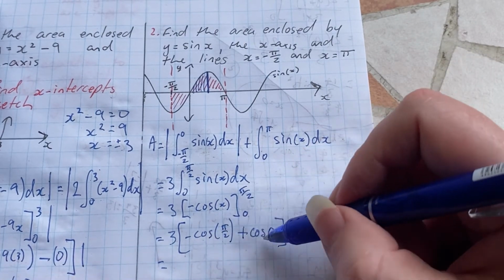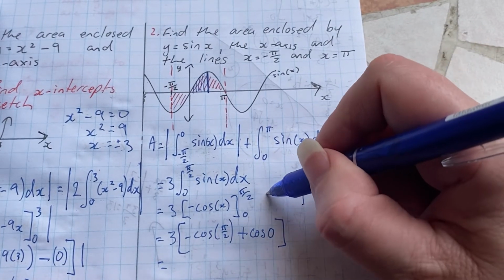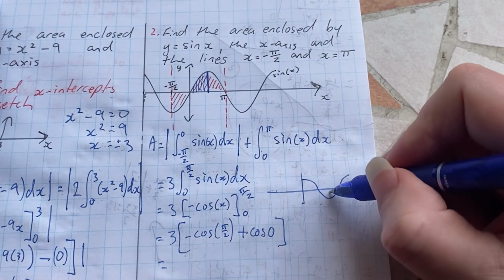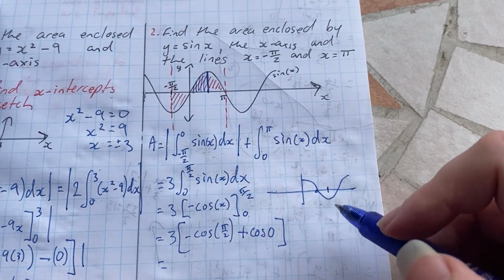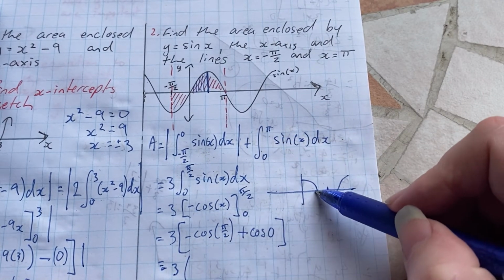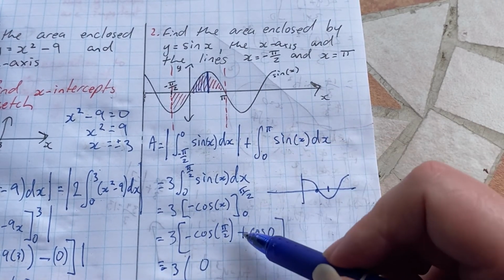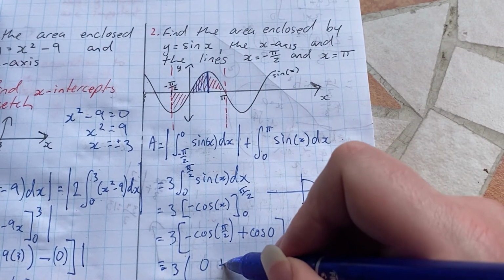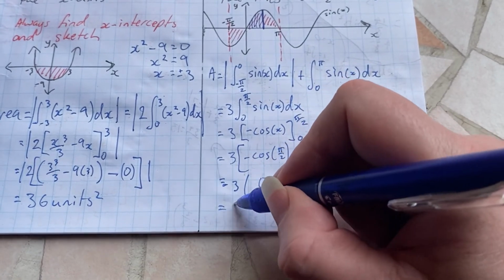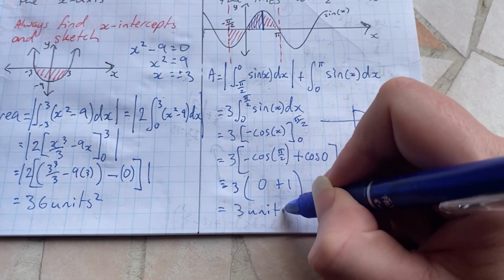Now, if you're not sure what these values are, a quick sketch will help. So the cos curve looks like this. That's pi there, this is pi on 2 here. So that equals 3. Cos pi on 2 is 0, so negative 0. Cos of 0 is 1. So that all equals 3 times 1, which is 3 units squared.